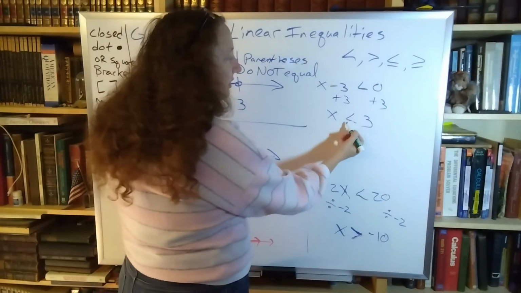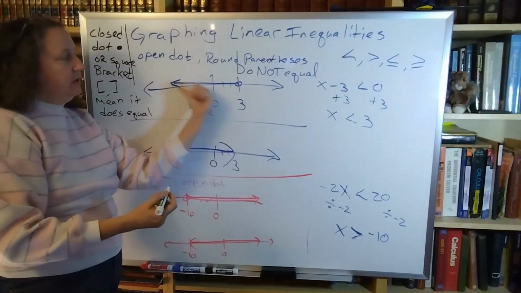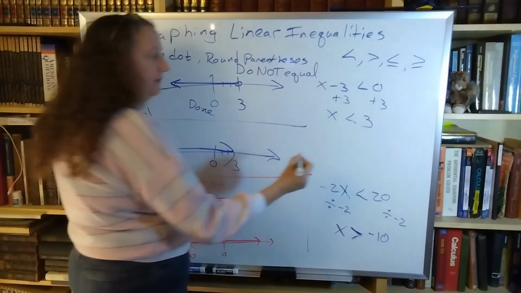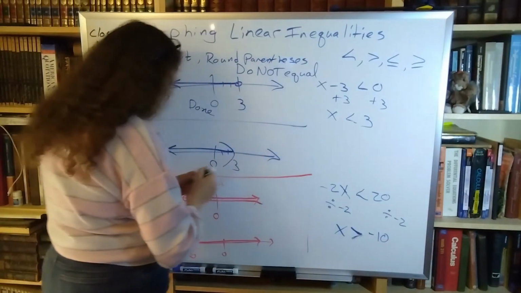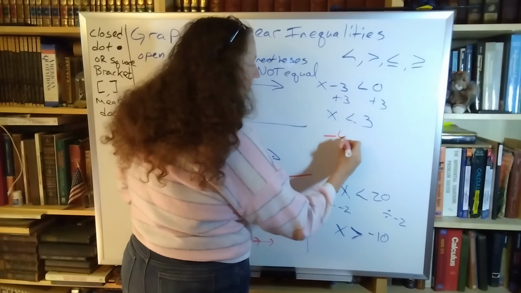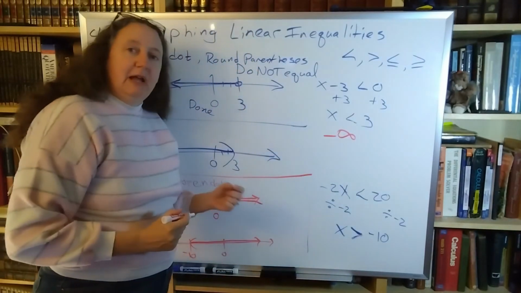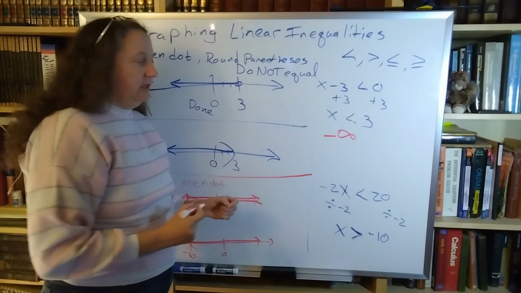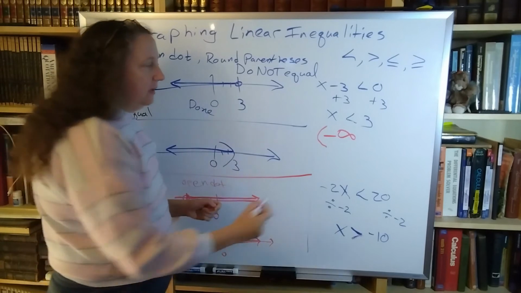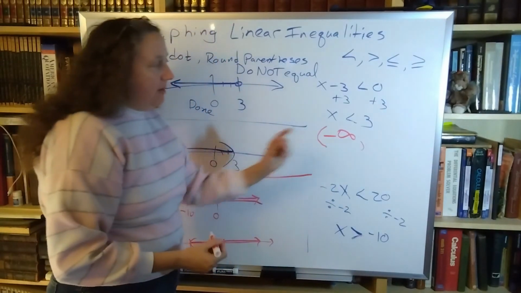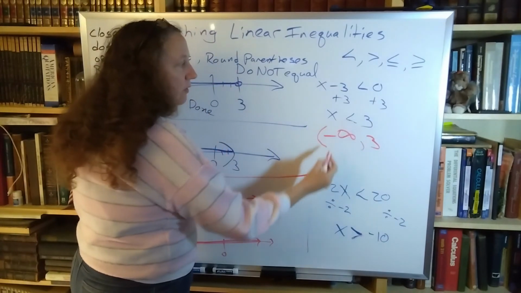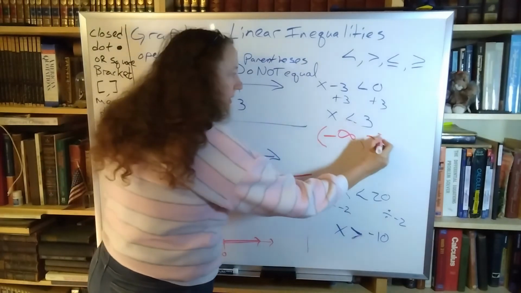So we know that x is less than 3. We found out that this is going over and over and over, all the way to negative infinity. So negative infinity is going to be our smallest number. And you can never actually reach infinity. So infinity always gets the round parentheses. And then from infinity, we go up to 3. We see that it does not equal 3, so it gets the round parentheses.